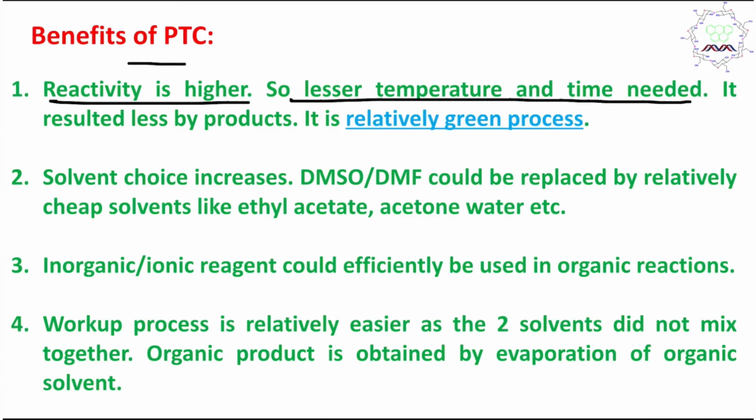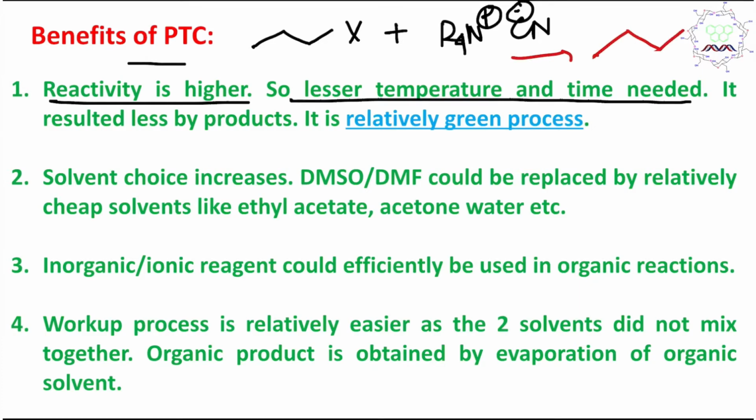Second thing, if you look at the reaction, for example how this is happening, this is actually an X plus R4N plus, and this is a CN minus, and in this way it produces this CN. Now I guess you have understood the overall reaction is an SN2 type reaction. SN2 type reaction means nucleophilicity of this ligand is the important thing, and in the organic phase what is there? Tetraalkyl ammonium cyanide.